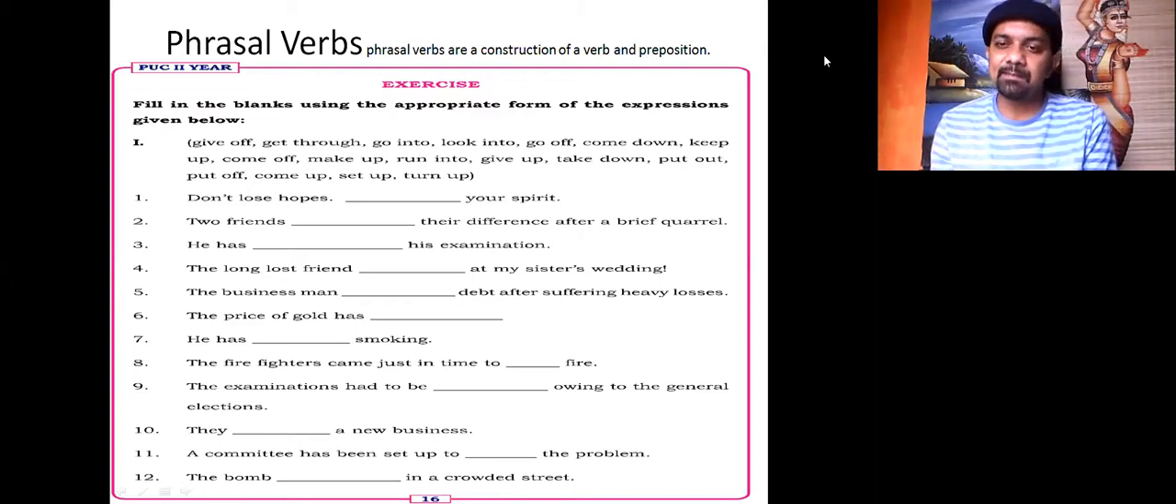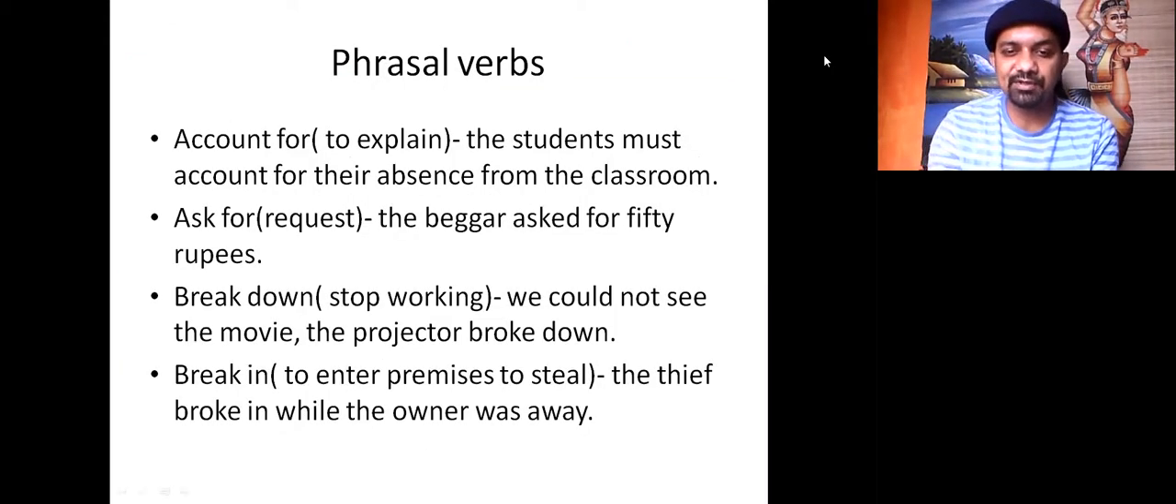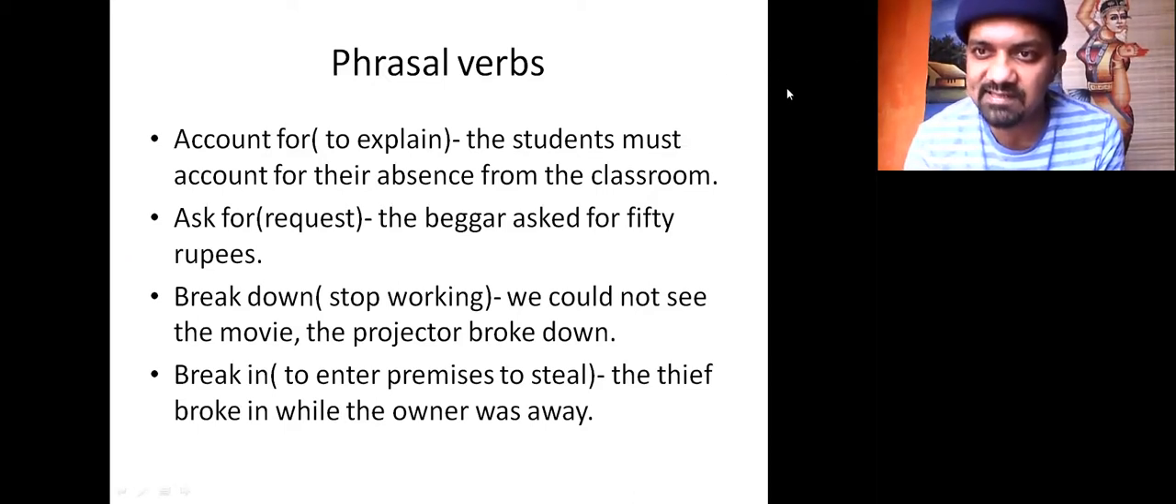So let us look at some of the phrasal verbs and their meanings, and how they can be used in a sentence. Fill in the blanks using the appropriate form of the verbs or phrasal verbs given in the bracket below. These exercises will be done later. I will come back to this and solve these exercises. Give off, get through, go into, look into, go off, come up, come off, make up, run into, give up, take out, put off, come up, set up, turn up. These are the examples of phrasal verbs. So let us find out the meaning of some of the phrasal verbs and understand how they work.